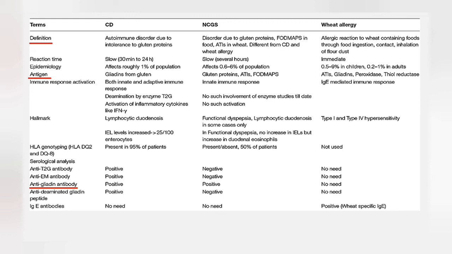So where does the diagnostic challenge come? Like I said, in the NCGS group, which is where you have to do the anti-gliadin antibodies, a lot of history taking, counseling, giving a gluten-free diet. So all sorts of trials and errors are happening in the diagnosis of NCGS.